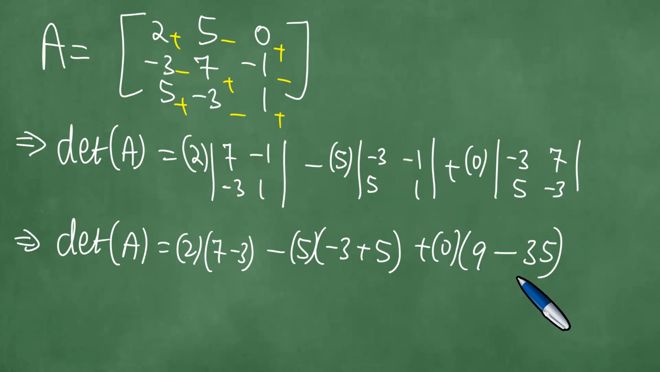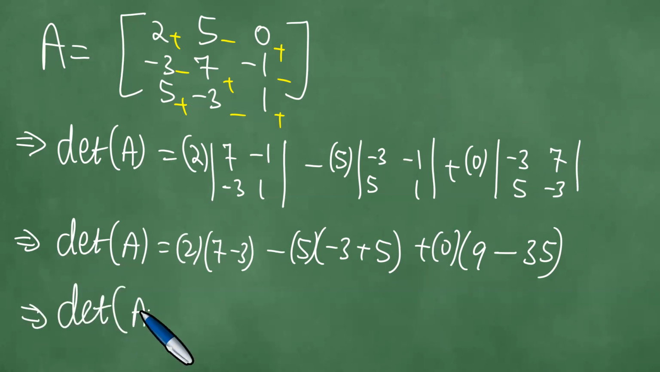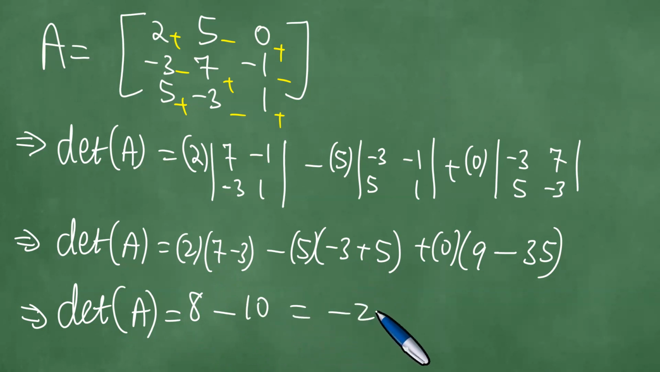What is the answer to this? Well, the determinant. Okay, so 7 minus 3 is 4 by 2, 8. So this is 2, which is minus 10. Okay. So that is what we have.